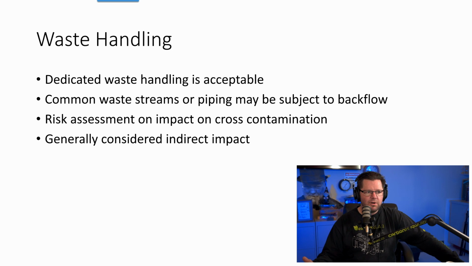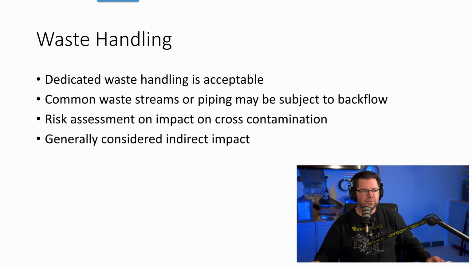Okay. Waste handling. Dedicated waste handling is acceptable. Common waste streams, piping, may be subjected to backflow. That's something that you really don't think about if you have a waste stream. So, it's pretty simple though. You just think about it, and then you add in some backflow arresters, what they call check valves, something along those lines. That's like in a drain, you might have a U shaped trap in the drain, right? That's what that is. It's basically preventing backflow of sewer gases or something like that. So those are things you need to think about.